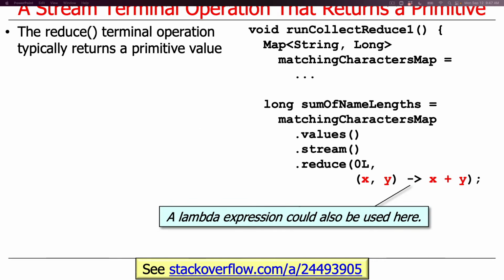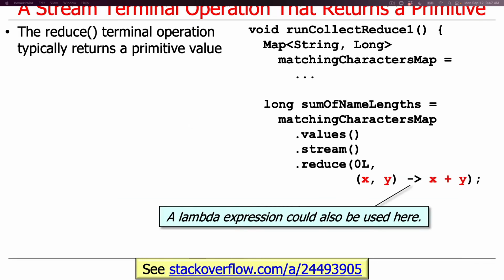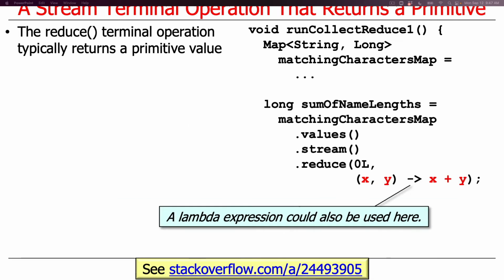So you could also use a lambda expression here. This is using a method reference. This is the sum method that comes out of Long. But you can also use a lambda expression. I tend to like method references a lot more because I think they're more intuitive. But don't be surprised if you see code that looks kind of like that.